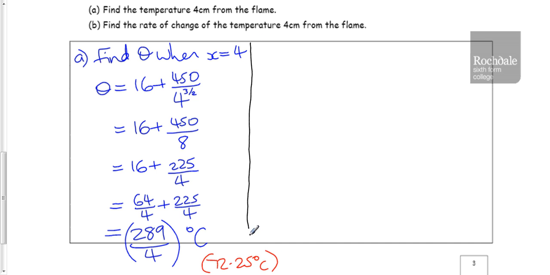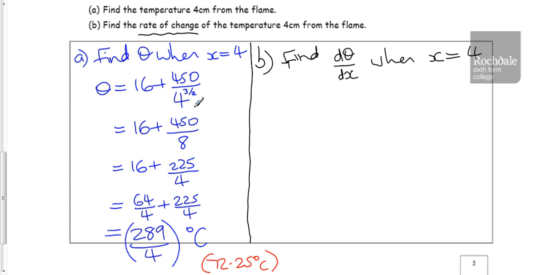Right, B. The important words in B are rate of change. That is telling me we need to find... So if it says find the rate of change, we need to find dy by dx. But in this question, it's not y, it's theta. So we need to find d theta by dx. And again, it's when we are 4 centimeters from the flame. So it's when x is 4.